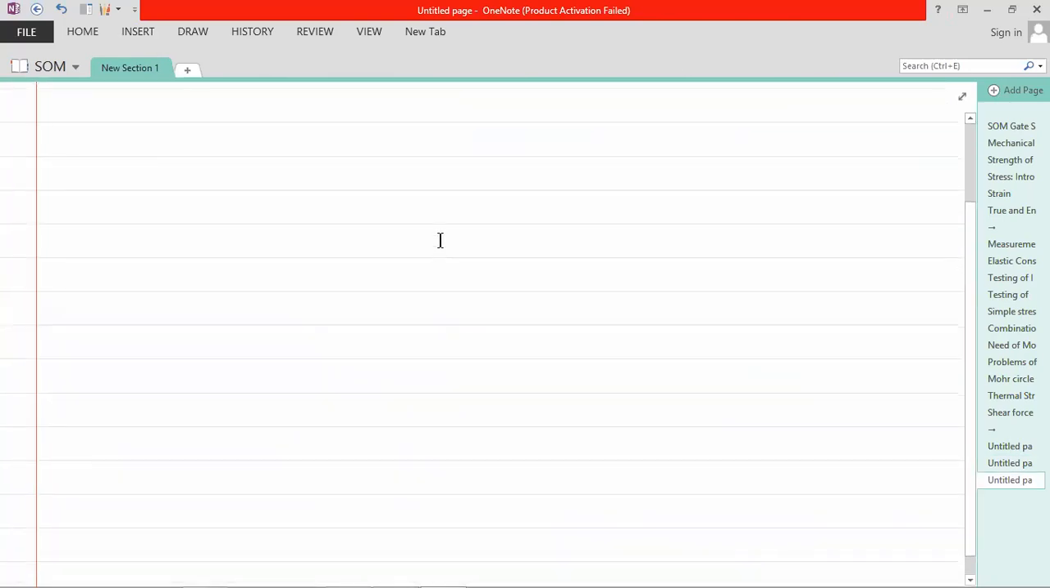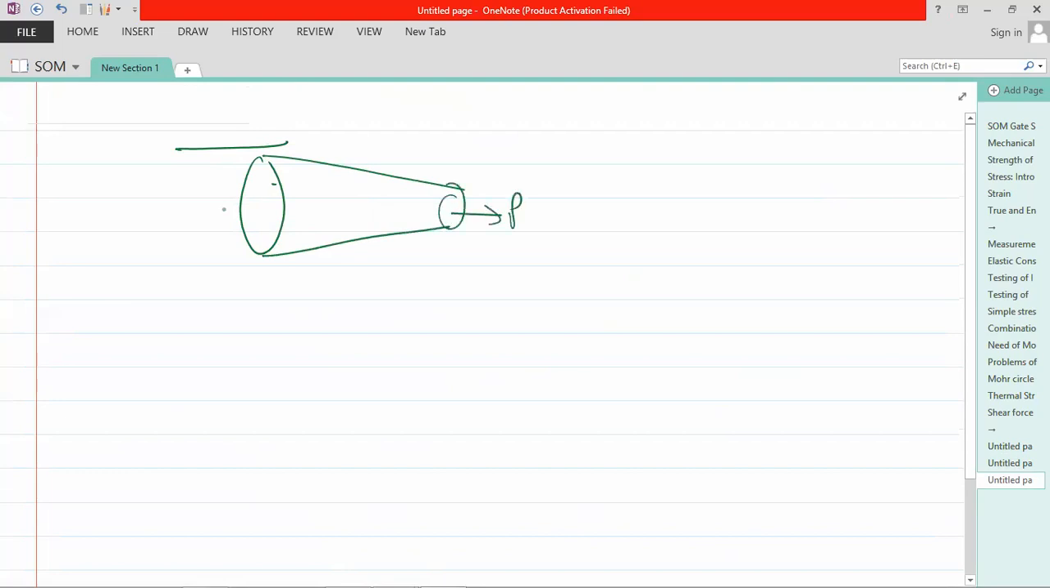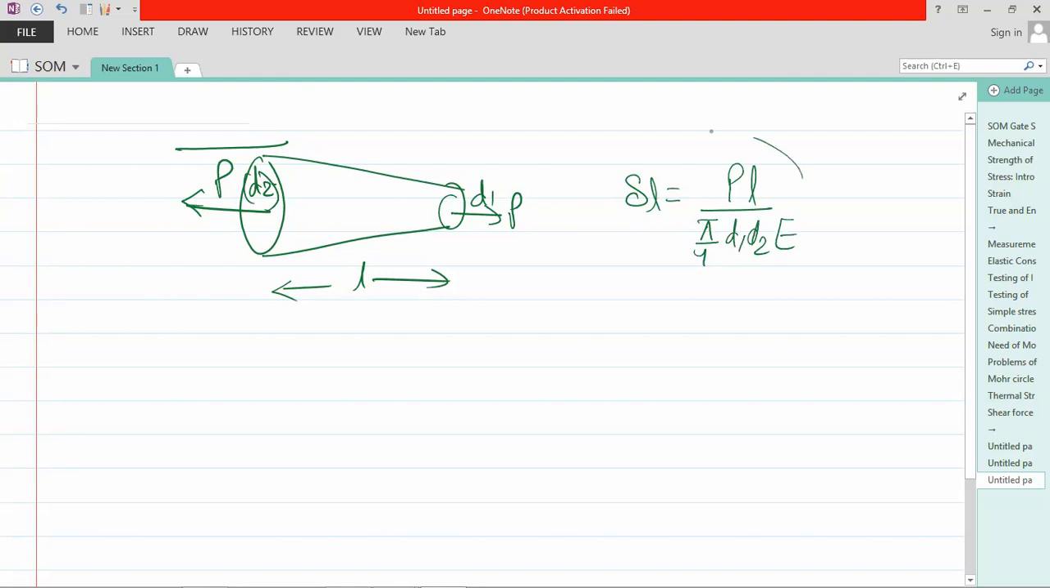And one more thing that I want to emphasize. Suppose you have an irregular object, that is a conical object, and you apply load P. What is the elongation? That may be the question. Suppose this is diameter D1, this is diameter D2. Please memorize this formula. Delta L is equal to P L upon pi by 4 D1 D2 E. Please remember this formula. This will come sometime. This will help you.